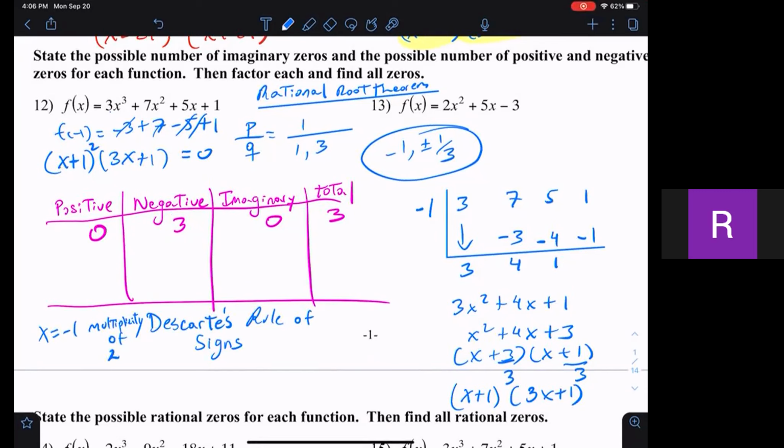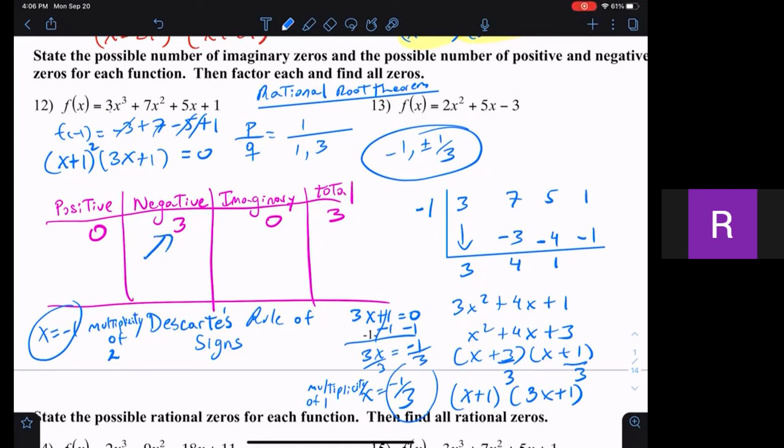And then 3x plus 1 equals 0. Subtract 1 from both sides: 3x equals negative 1. If we solve for this, we get x equals negative 1/3, with multiplicity of 1. So how many answers do we have? We have 3: this one that repeats twice, and this number that occurs one time. So the Descartes rule of signs was right. It gives you 3 possible solutions.